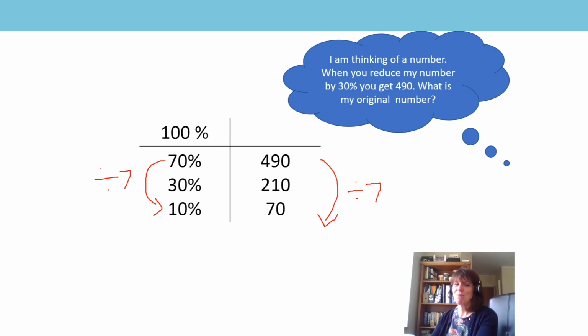But I think you probably looked at this ratio chart and thought, if you know 10% equals 70, I can multiply that by 10, because 70 multiplied by 10 is easier than adding 490 and 210. The original number, the number that you were thinking of, was 700. I hope you got that and really understood how you presented your information, either in a bar model, a double number line, or a ratio chart.